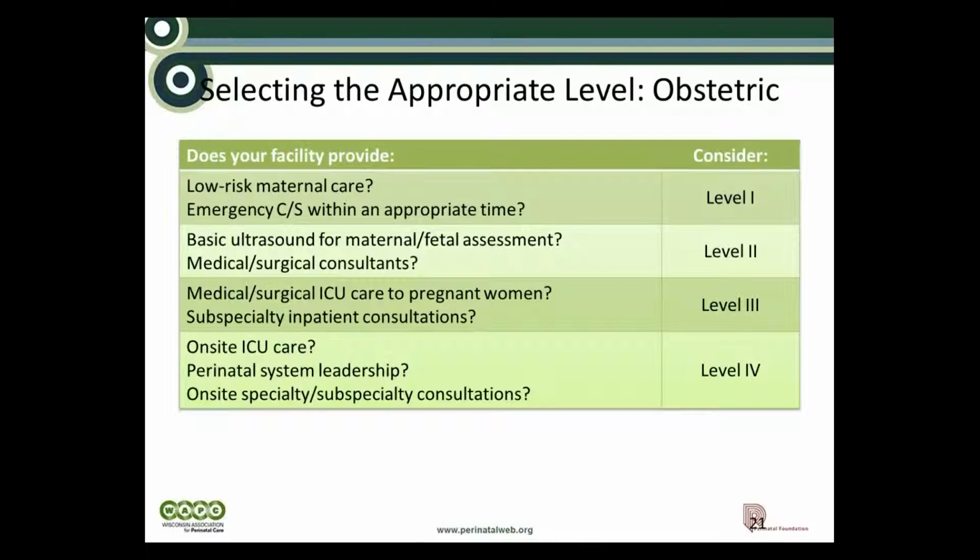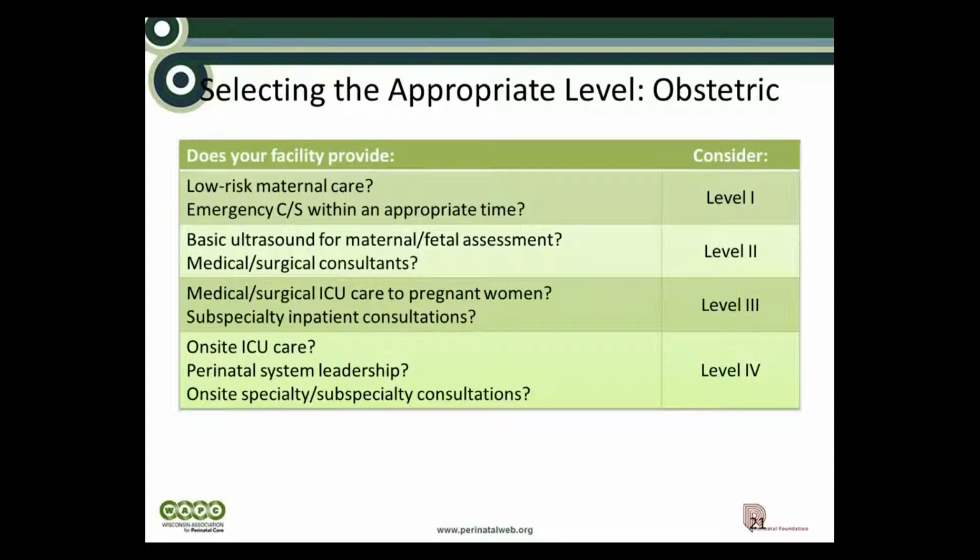If you provide basic ultrasound for maternal and fetal assessments, if there are medical and surgical consultants available, that could be enough to qualify for level 2 designation. Is there ICU care available to pregnant women? Are subspecialty and patient consultations available? That's level 3.